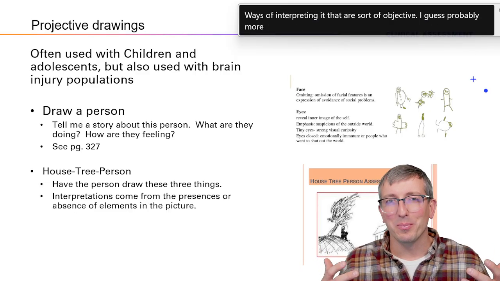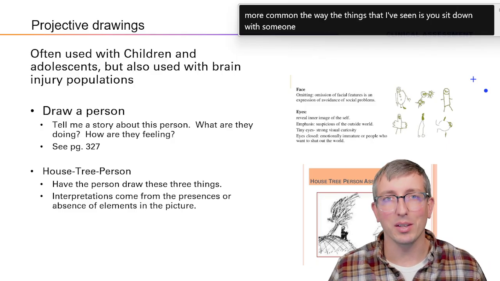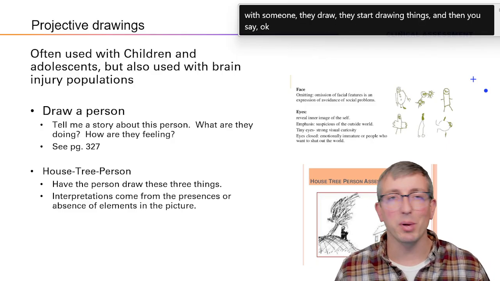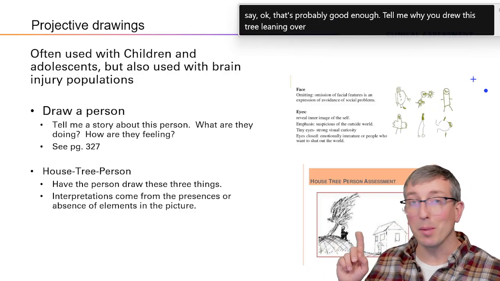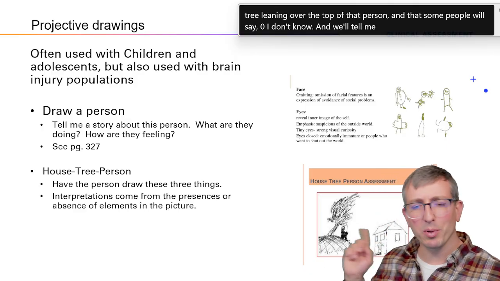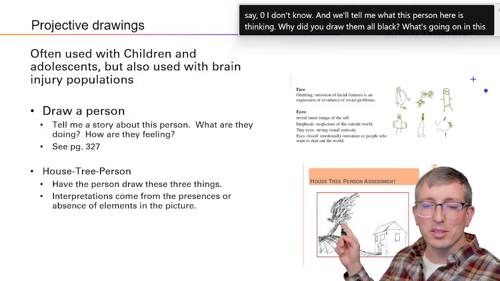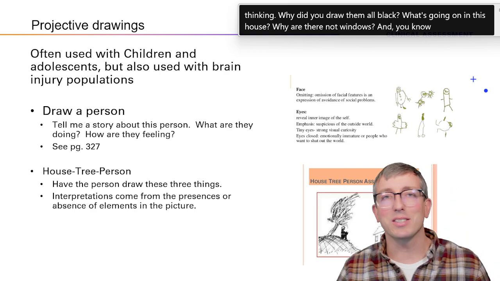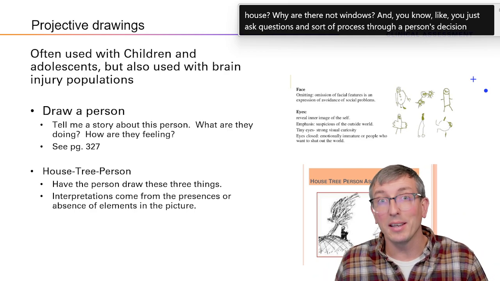Probably more common, the thing that I've seen is you sit down with someone, they start drawing things, and then you say, okay, that's probably good enough. Tell me why you drew this tree leaning over the top of that person. Some people will say, oh, I don't know. Well, tell me what this person here is thinking. Why did you draw them all black? What's going on in this house? Why are there no windows? You just ask questions and process through a person's decision making.